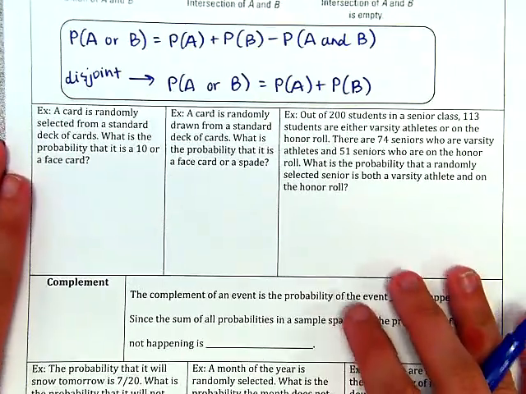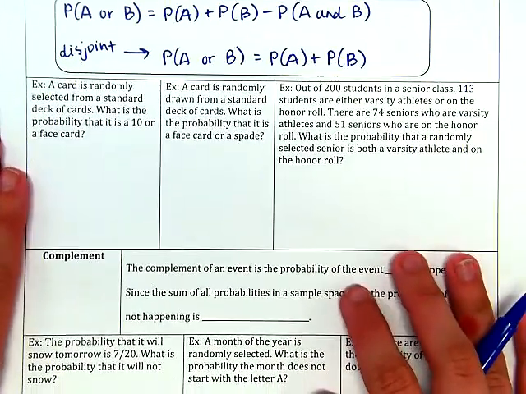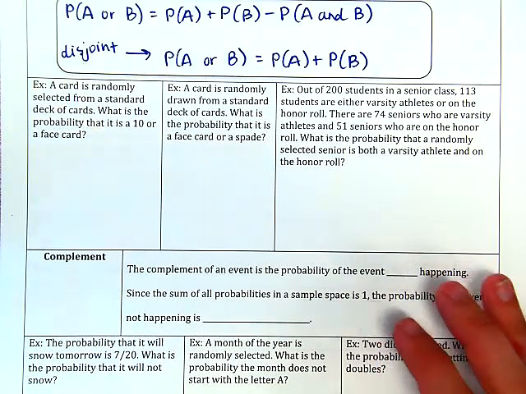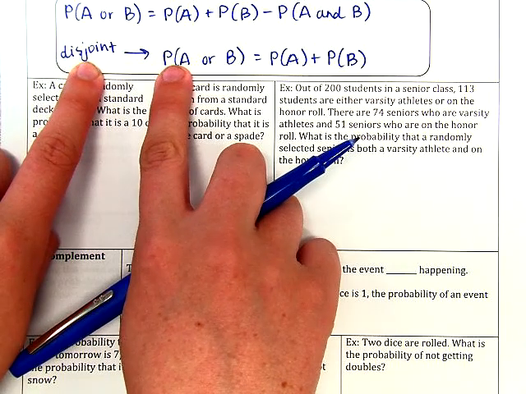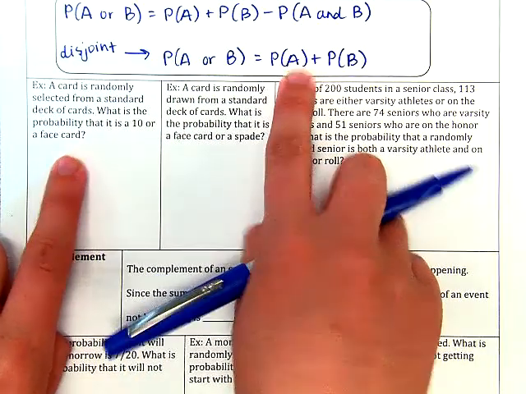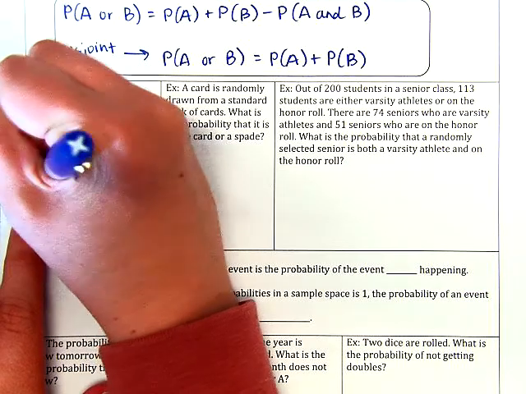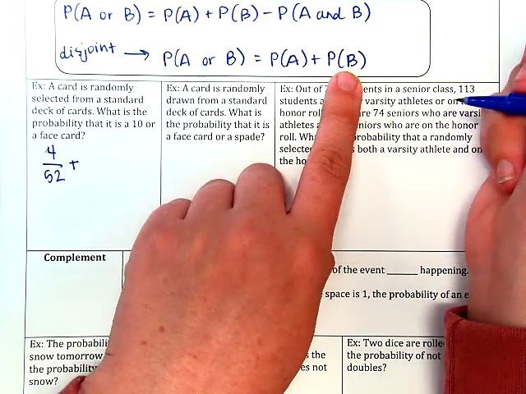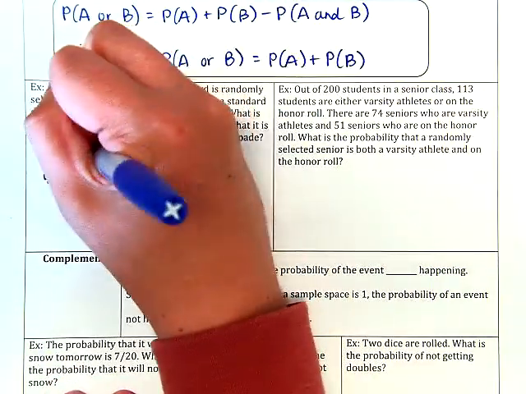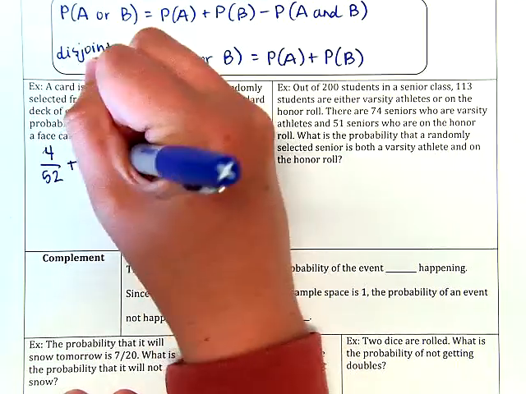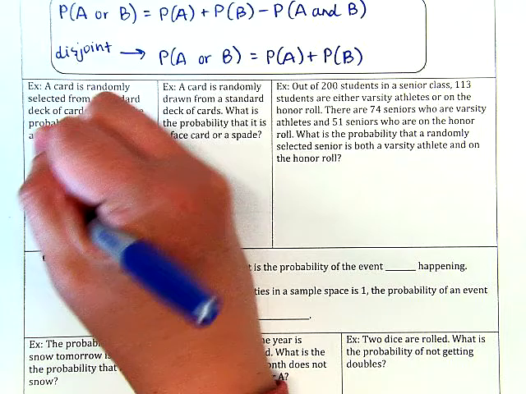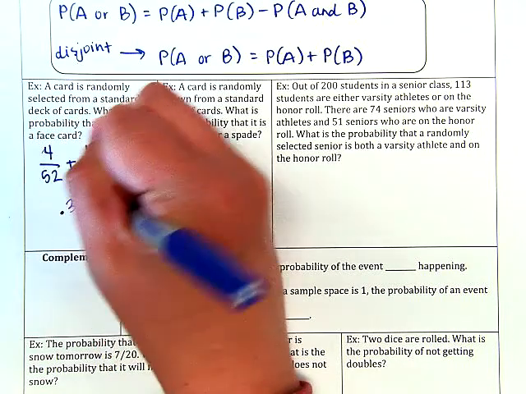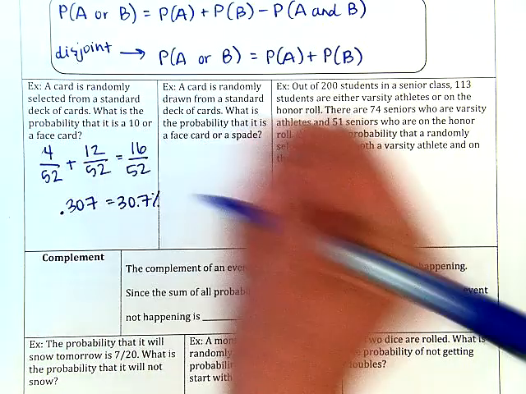A card is randomly selected from a standard deck of cards. What's the probability that it is a 10 or a face card? So here's your question. Can it be a 10 and a face card? No, it can't. So it's disjoint. It can't be both. So you're just doing the probability of a 10. There's 4 10s in the deck. Plus the probability of a face card. There's 12 of those in the deck. Becomes 16 over 52. Remember, you can leave it just like that. Put it as a decimal or a percent.